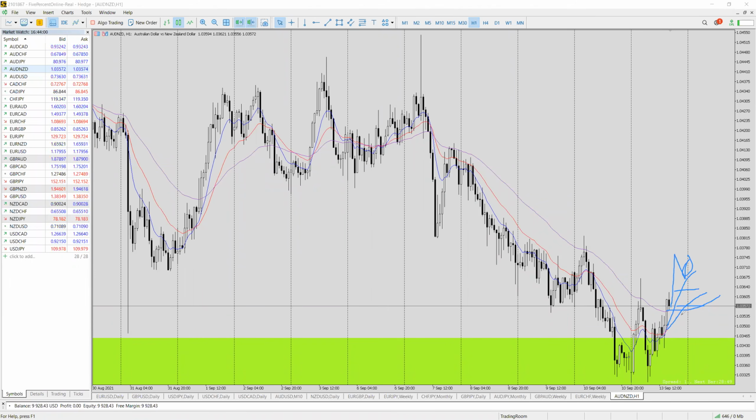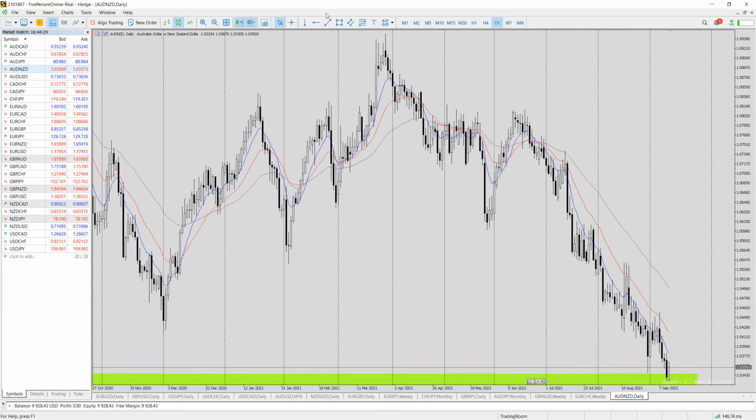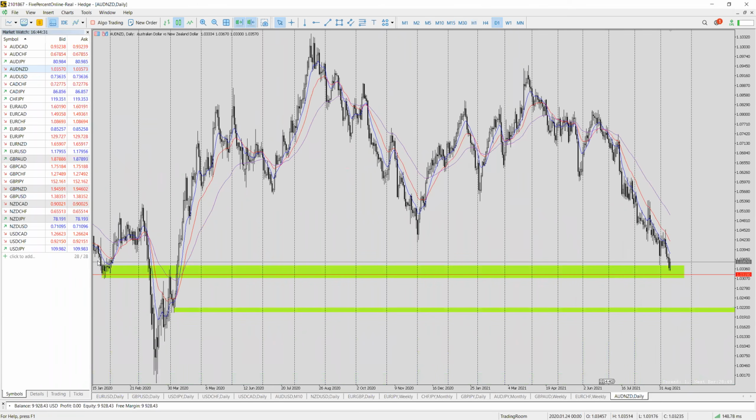But always when you're looking for a reversal pattern, since the trend hasn't confirmed itself yet, wait to get some other confirmation signals and set your stop losses a little bit closer, because again, the overall trend is still bearish. So that's for Aussie Kiwi. Again, potential reversal around here because of this reversal area.